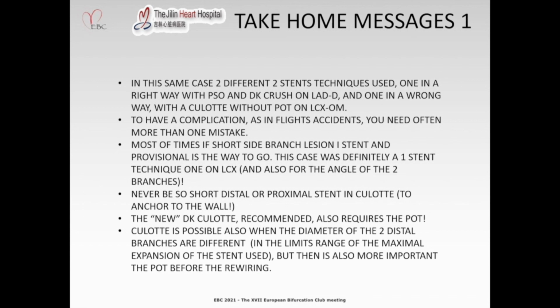Most of the time, if it is a short side branch lesion, one stent and provisional is the way to go. This case was definitely a one-stent technique on the circ, also because of the angle of the two branches. Never be so sure about a distal or proximal stent in culotte, to anchor to the wall and to have space for kissing and most of all for POT.